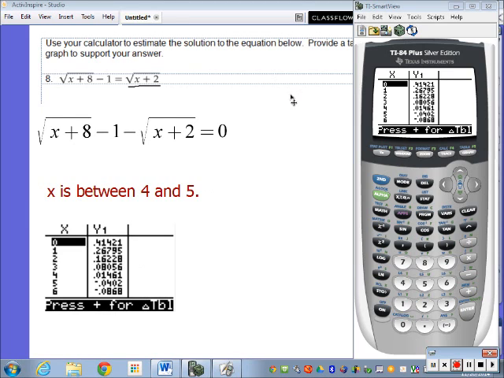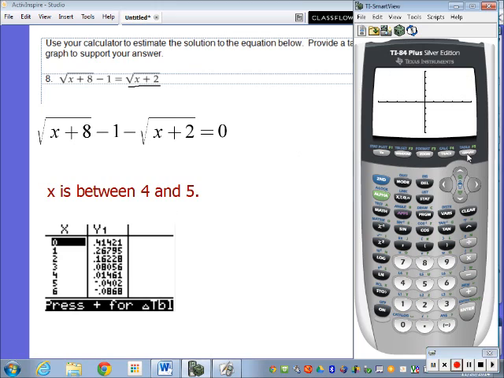The next thing is I'm going to use my graph to narrow it down even more, because x being between 4 and 5 is a really wide gap, and it's not a very good estimate. So I'm going to go to my graph by pressing graph, and there's my curve. And what I'm looking for is where my curve crosses the x-axis, because that's going to be where y is 0. And that's called a 0.